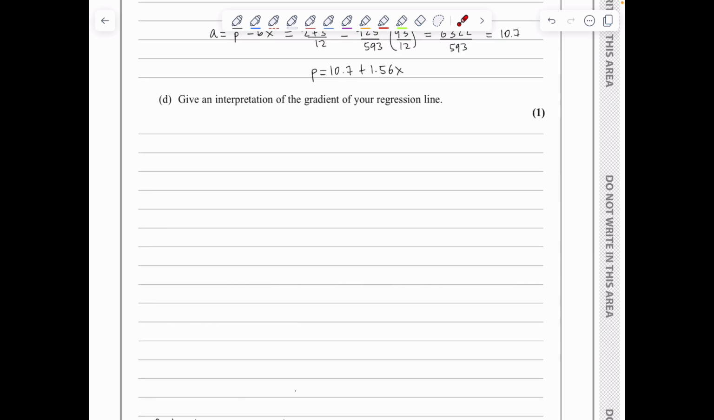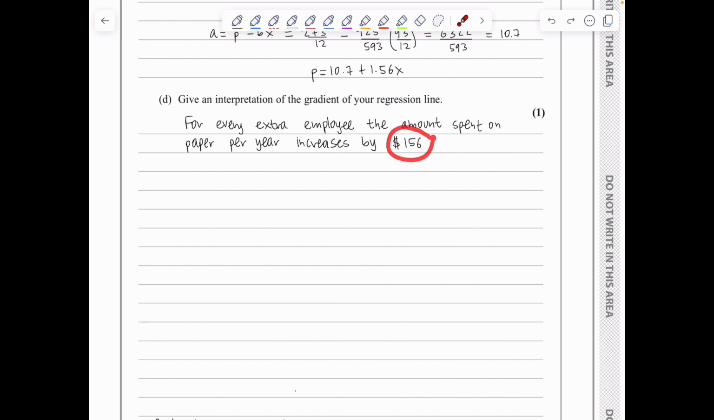In part D, we are asked to give an interpretation of the gradient of the regression line, the 1.56, and we know that this represents the change in y for every extra unit in X. So in our case, we need to put this in context. So for every extra employee, the amount spent on paper per year increases by $156. Remember that P was measuring the amount in hundreds of dollars. That's why the 1.56 became $156. And your answer will be correct only if you mention employee and paper, so if you put it in context.